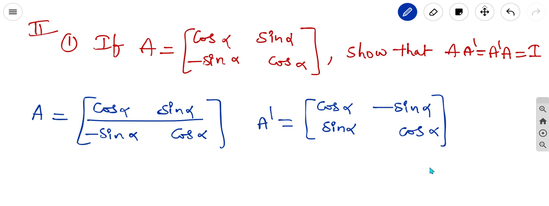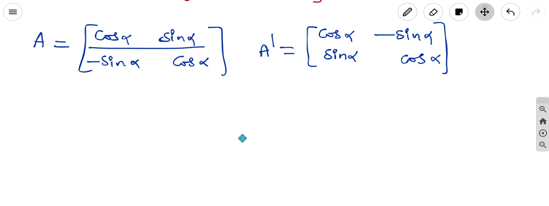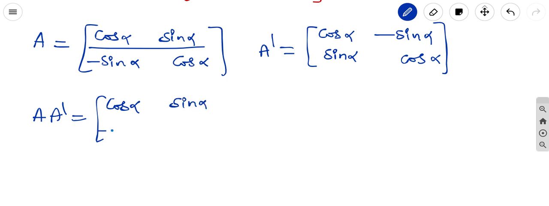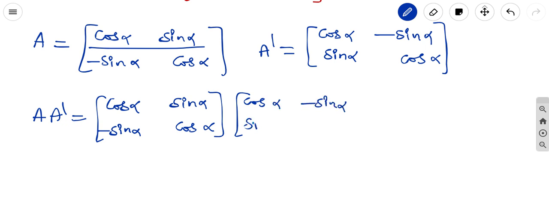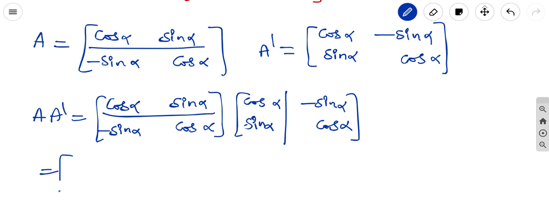Now we take the multiplication of the two matrices, A and A transpose. A times A transpose equals cos alpha, sin alpha, minus sin alpha, cos alpha, into cos alpha, minus sin alpha, sin alpha, cos alpha. Now we multiply these two, row into column, that is equal to cos alpha into cos alpha, cos square alpha, plus sin alpha into sin alpha, sin square alpha.